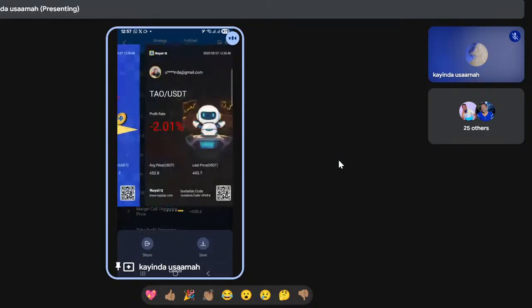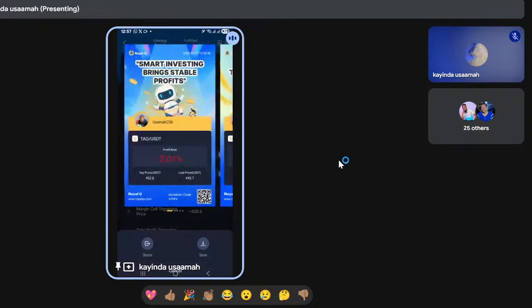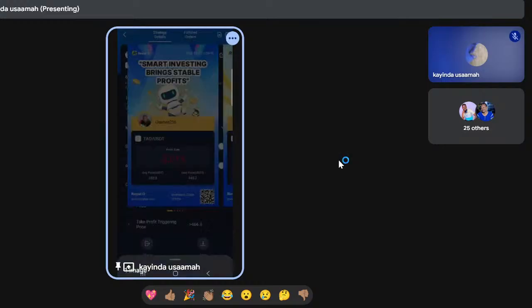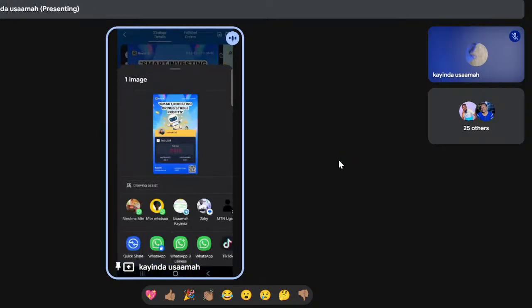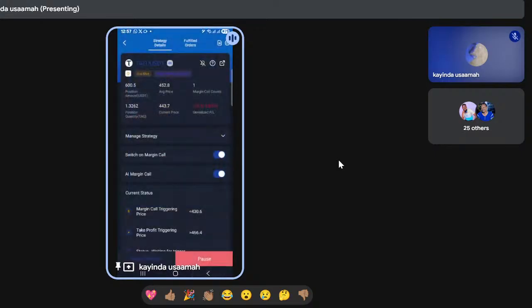Which one do you like? Okay? So you can just tap here, share. You choose where you want to share it, WhatsApp, Telegram, or what. Then you share it however you want. Are we learning? Now let's come back here.